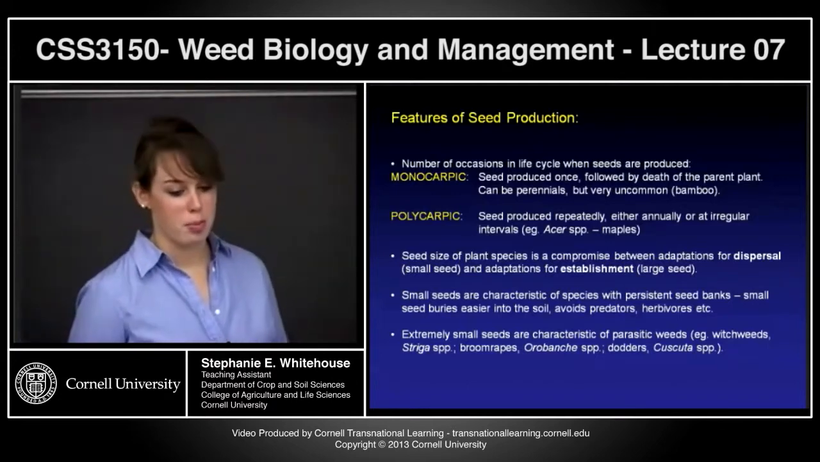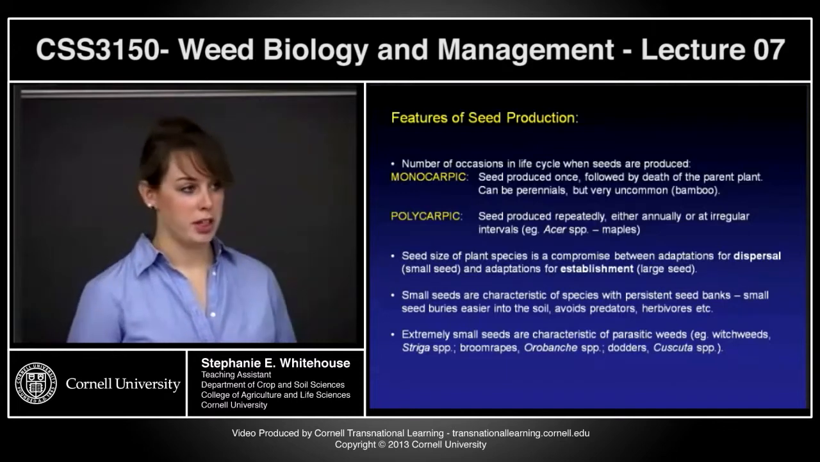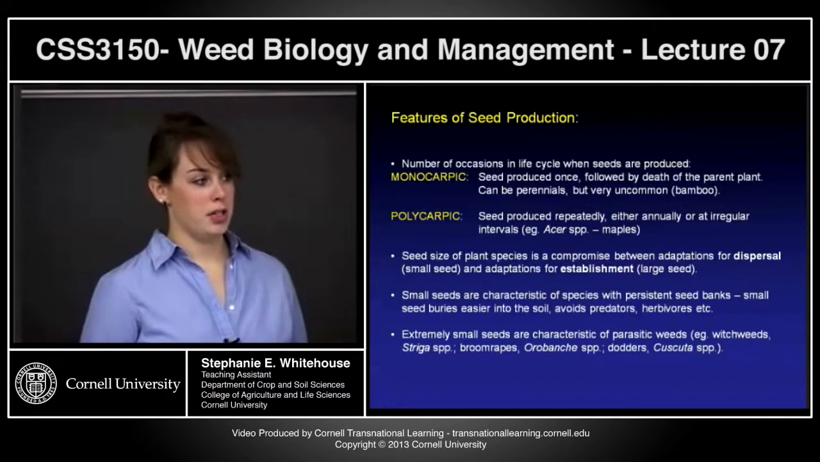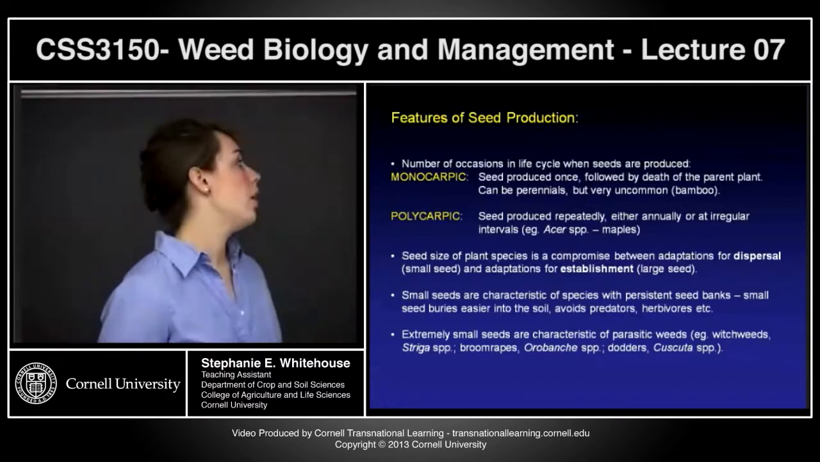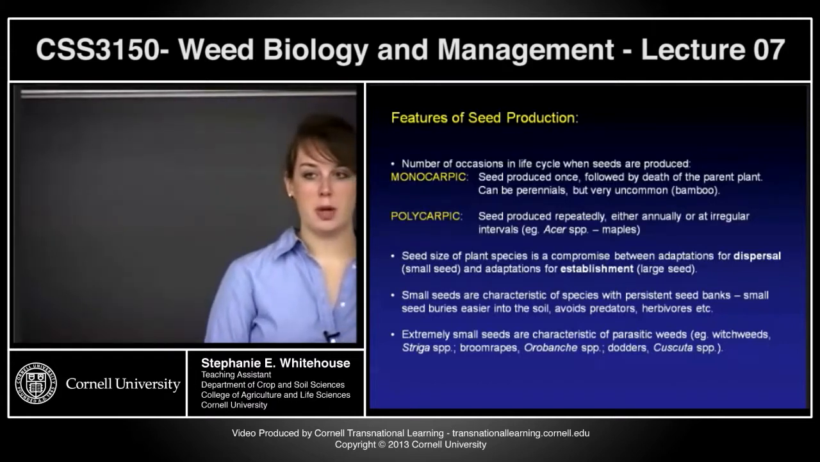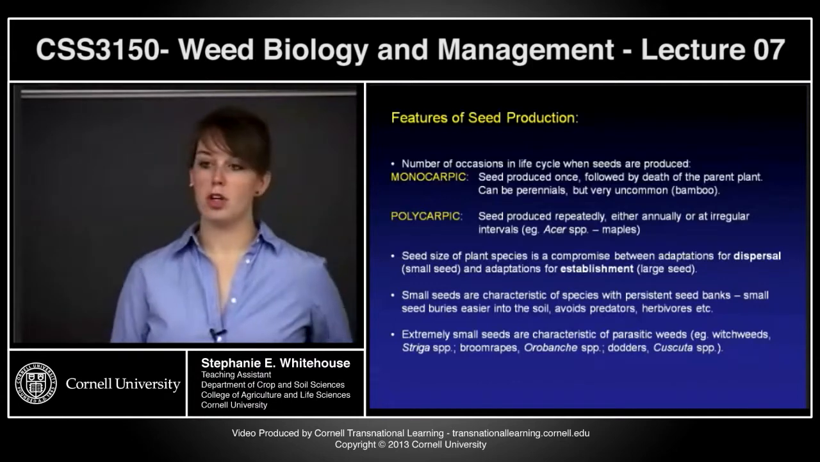You can also have polycarpic plants or polycarpic seeds, where seed is produced repeatedly, so multiple times within its season, either with annual plants or with perennials at irregular intervals. So sometimes you can have annual species that will have multiple flushes of seed, or you can have perennials, of course, that could produce seed every year.